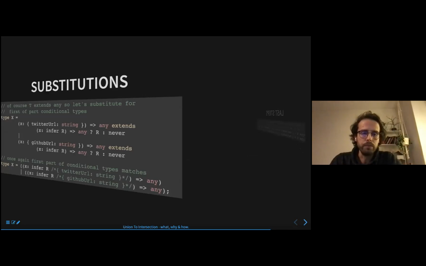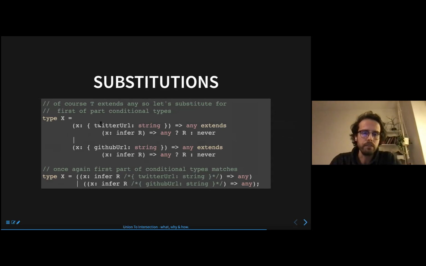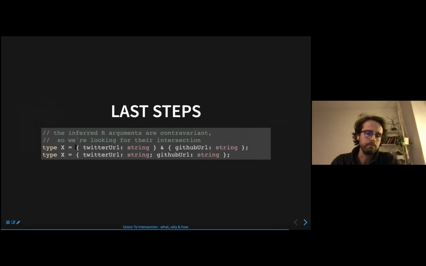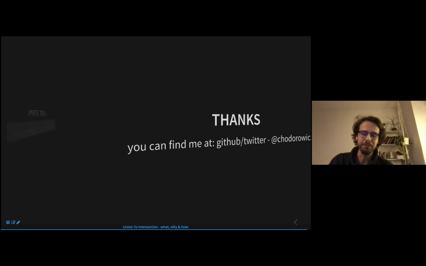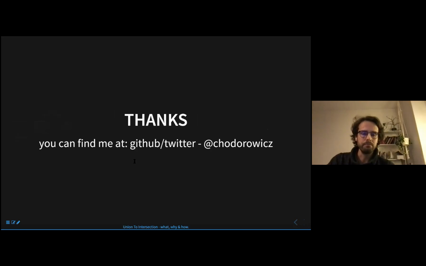So using this trick with wrapping this type first in the function, then inferring its type and unwrapping basically, but also putting that into two separate functions whose arguments need to be contravariant, we get this final result of intersected arguments of this whole UnionToIntersection generic function. So yeah, that's it.